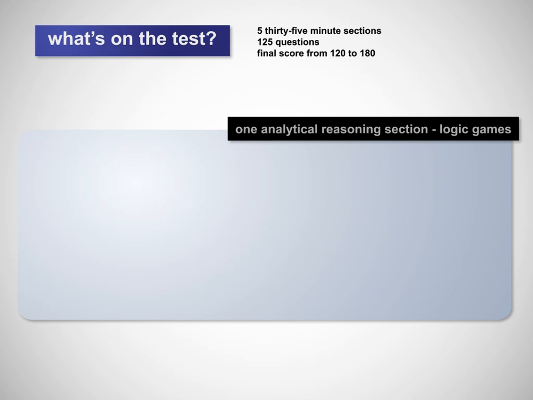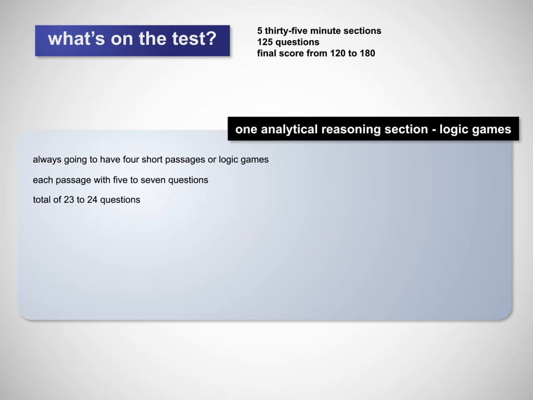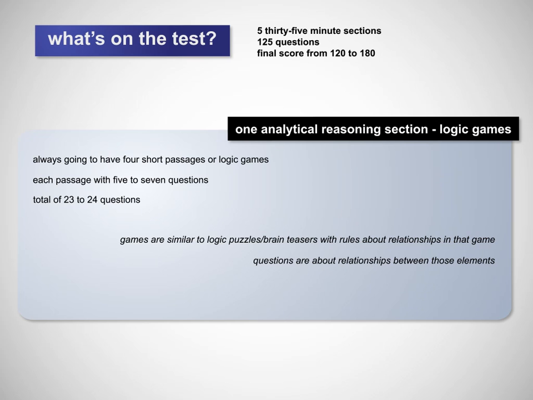And you're always going to have one analytical reasoning section, otherwise known as a logic games section. This section is always going to have 4 short passages or logic games. And each passage, each game, is going to have 5 to 7 questions for a total of 23 to 24 questions. Now, these games are similar to logic puzzles or brain teasers with rules about relationships between elements in that game. And the questions are going to be about those relationships between those elements. The point of this section is to test your abstract reasoning skills, your ability to make inferences about the elements and the relationships between the elements.